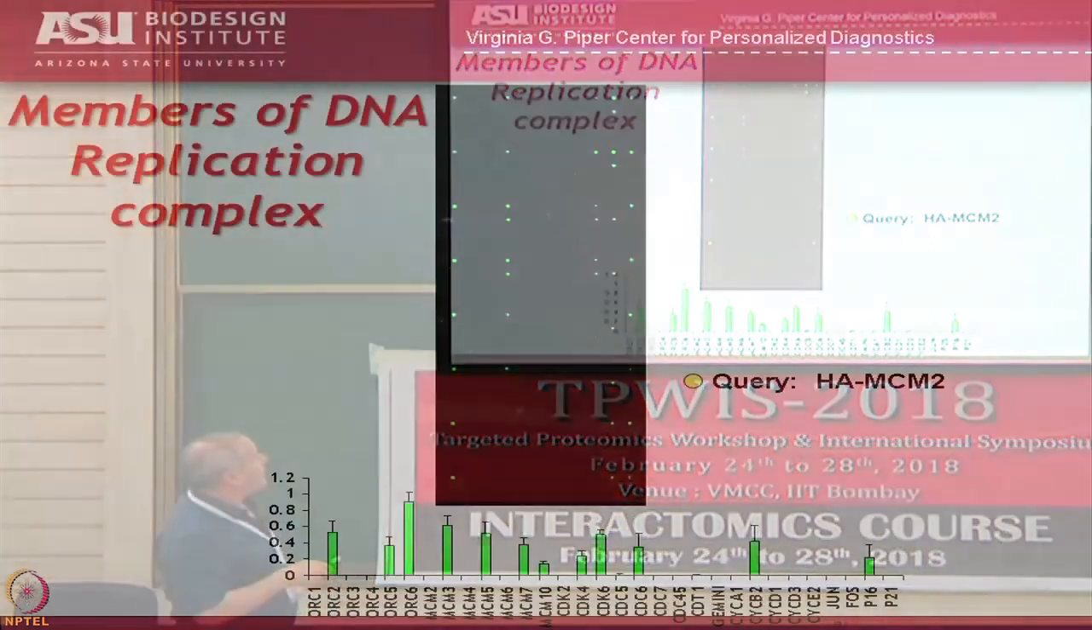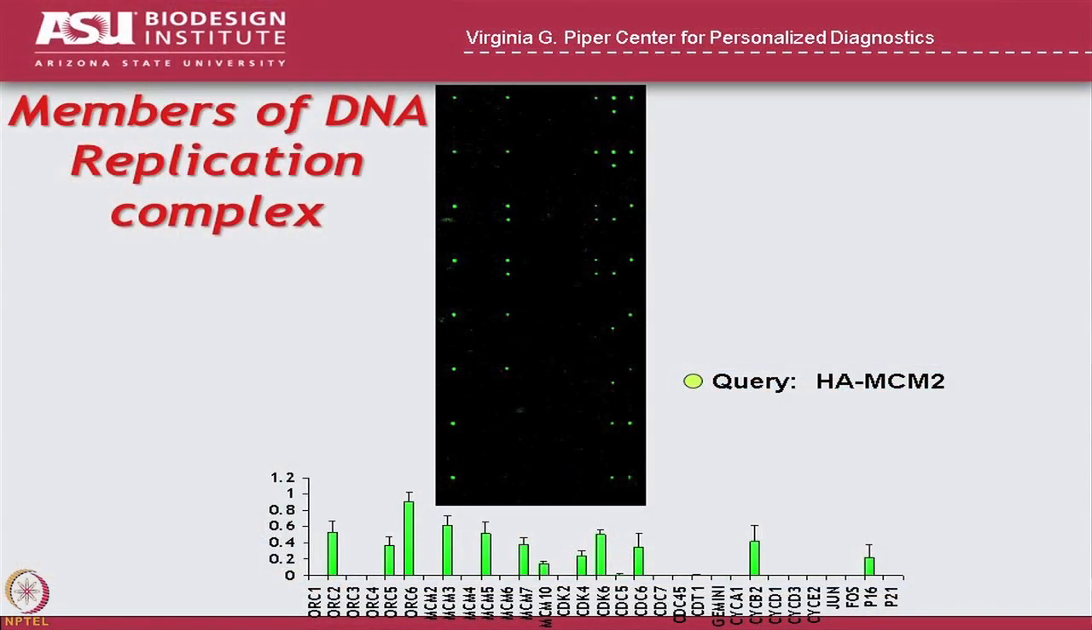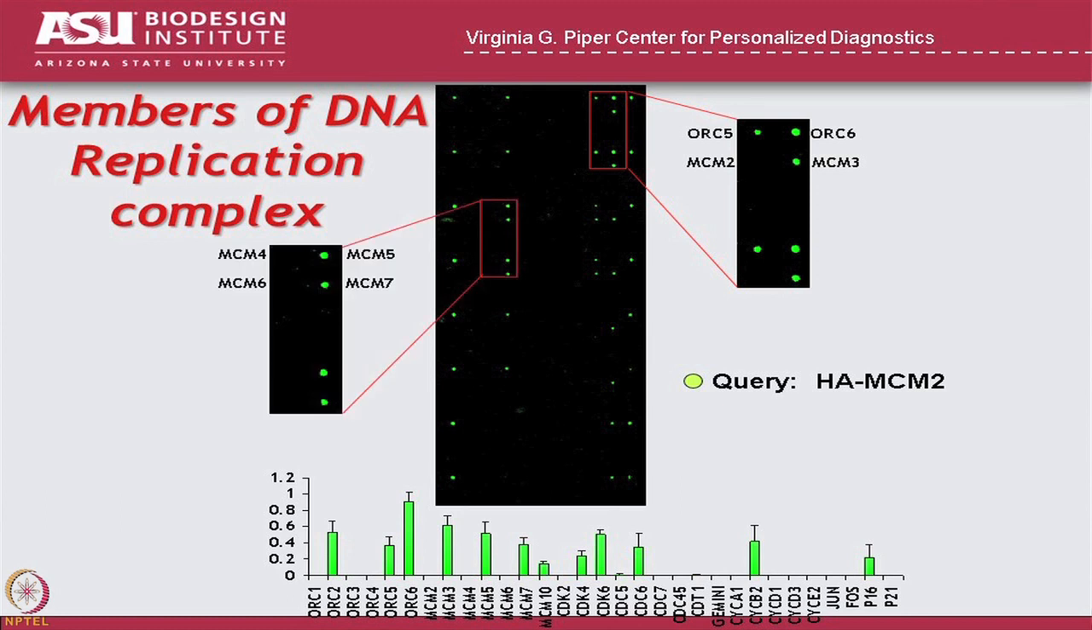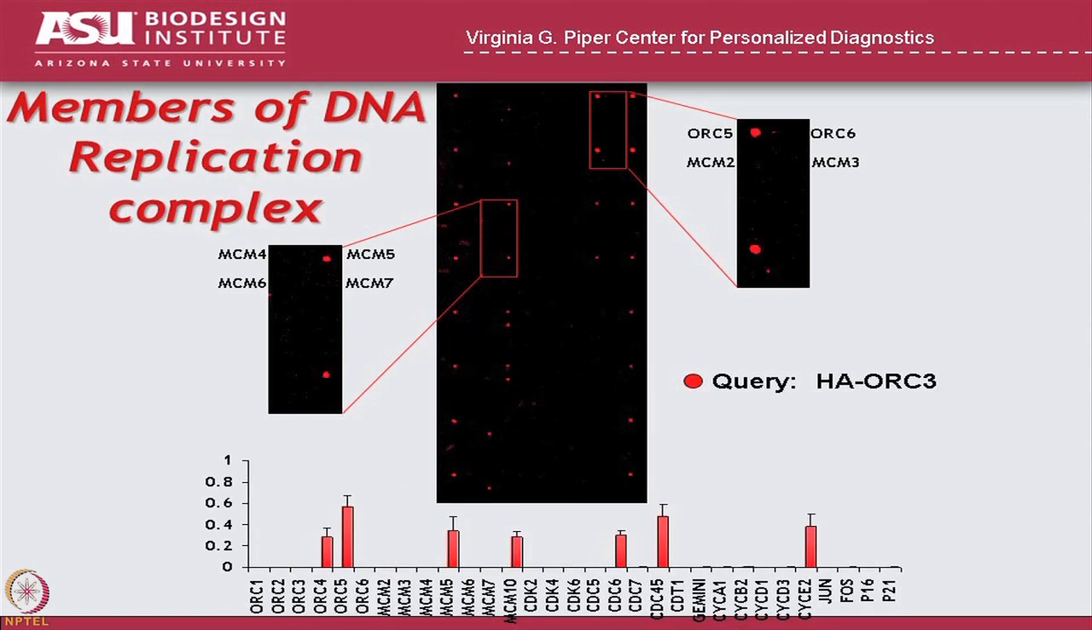And then we would query the array using an antibody, using this protein here, one of the proteins in the set, MCM2. And then you can see that MCM2 binds to ORC5, ORC6, and MCM3. And here it is binding to these over here. And of course, it does it in duplicate, so we know we're confident of the result. You could do the same thing with a different protein. This is ORC3. And again, it's binding to certain proteins, but not other proteins.